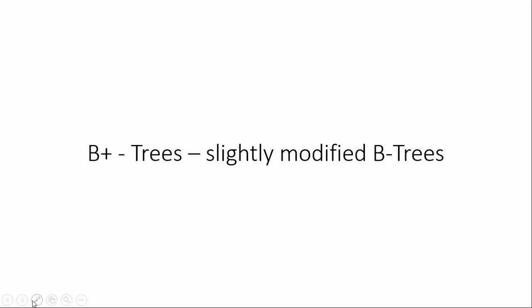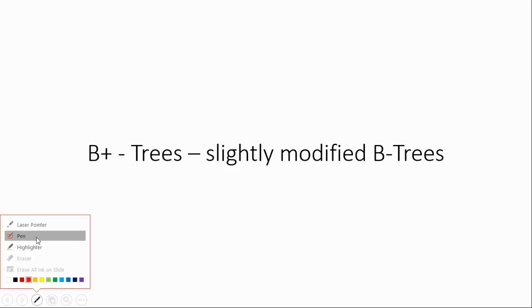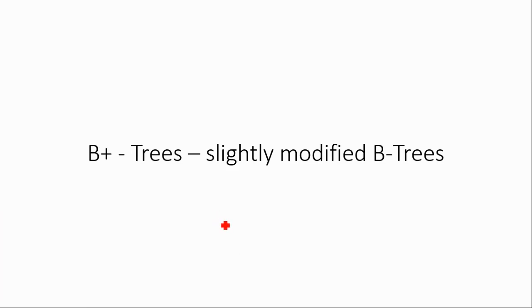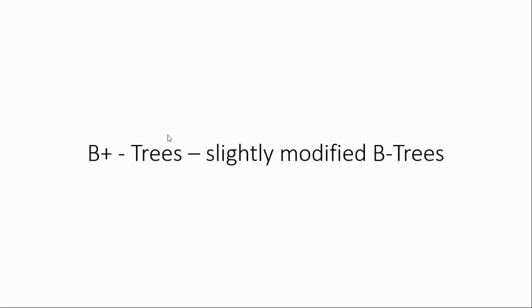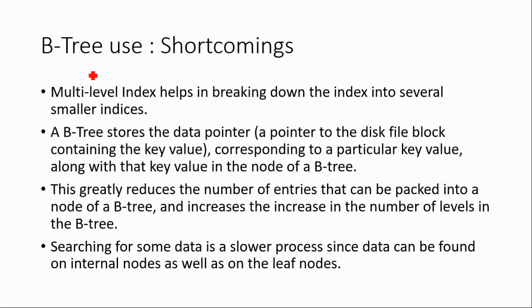Now the question is, what are B+ trees? So B+ trees eliminate the drawback of B trees by storing data pointers only at the leaf nodes of the tree. What we have seen in the previous videos is that a B tree stores the data pointer corresponding to a particular key value along with the key value in the node of it.